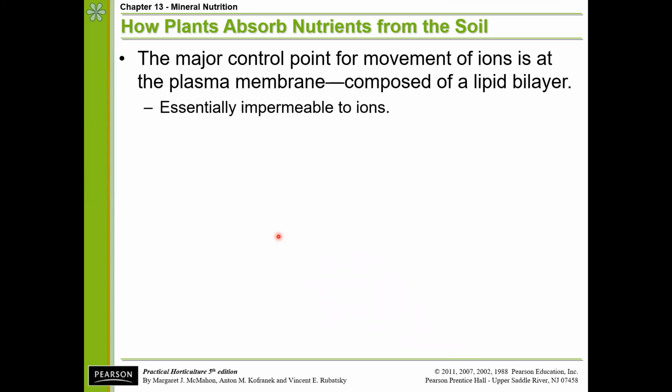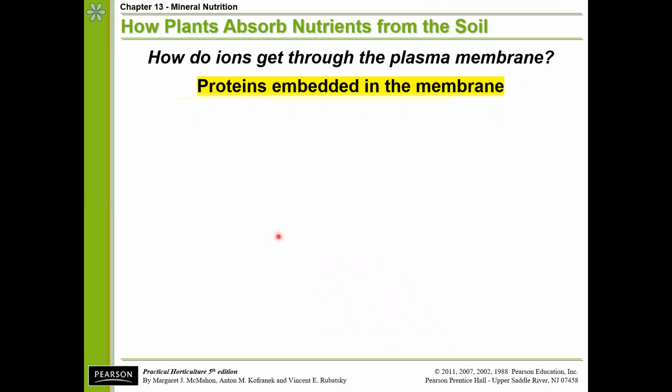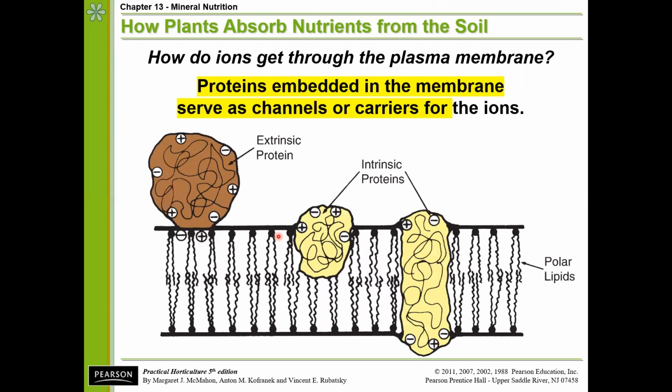So the major control point for this movement is that plasma membrane, which is composed of a lipid bilayer. Remember, lipids are just fats, and this makes it essentially impermeable to the ions themselves. So we ask the question, how do they get through that plasma membrane? And I think we actually already answered it earlier, and it's through a protein embedded in that membrane that serves as a channel or a carrier for the ion. Again, particular proteins for particular nutrients. And they can be extrinsic, kind of on the outside, as well as intrinsic, on the inside of the membrane itself.